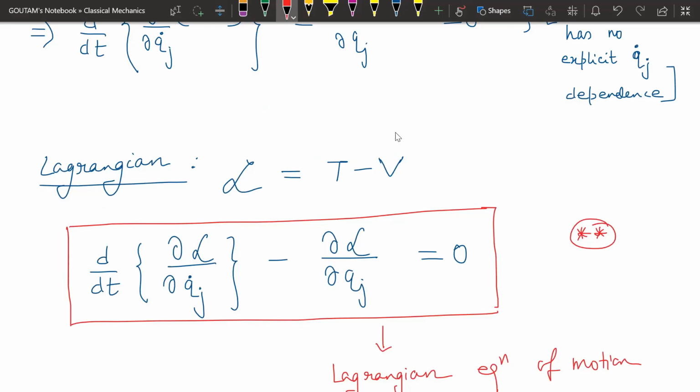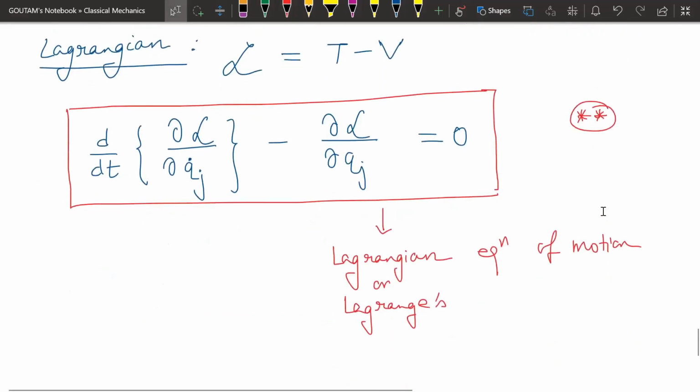So we will see that this is not the only choice. There can be an undefined number of Lagrangians we can create for a system. So we will talk about them, and we will derive those equations in the next class.